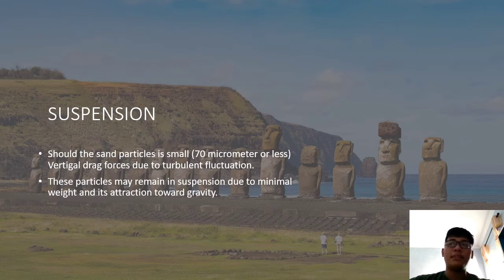Next, we will have suspension. Should the sand particle be small, such as 70 micrometers or less, the drag force from the wind will lift the particle into suspension, and this motion will usually be maintained because the particle is not really affected by its attraction to gravity.